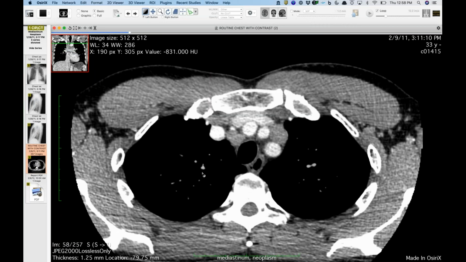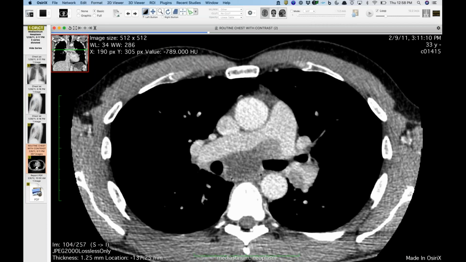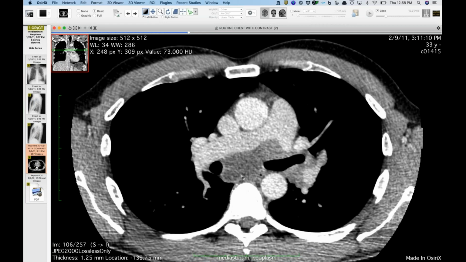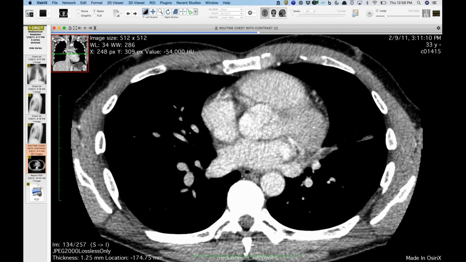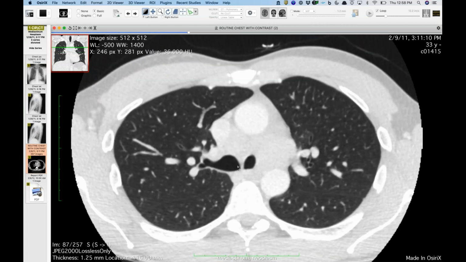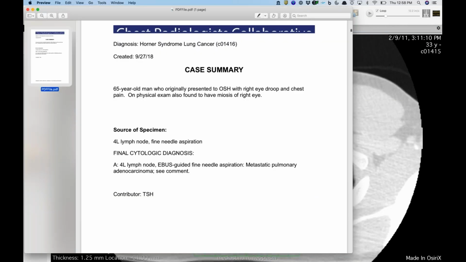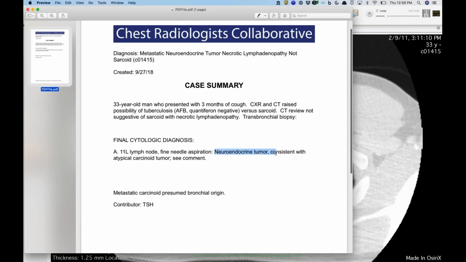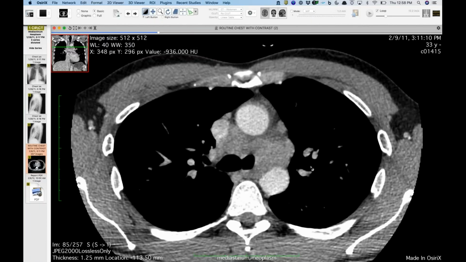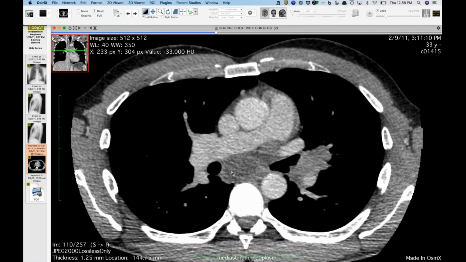And because he had been transferred in, billed as probable sarcoid, we kind of backed off of that because those findings made me very nervous. And this ended up being a metastatic neuroendocrine carcinoma, even in a young patient like this. They did an FNA, and it was an atypical carcinoid. And I guess there was some issue about TB as well, which certainly would fit more than sarcoid because of the low attenuation lymphadenopathy.